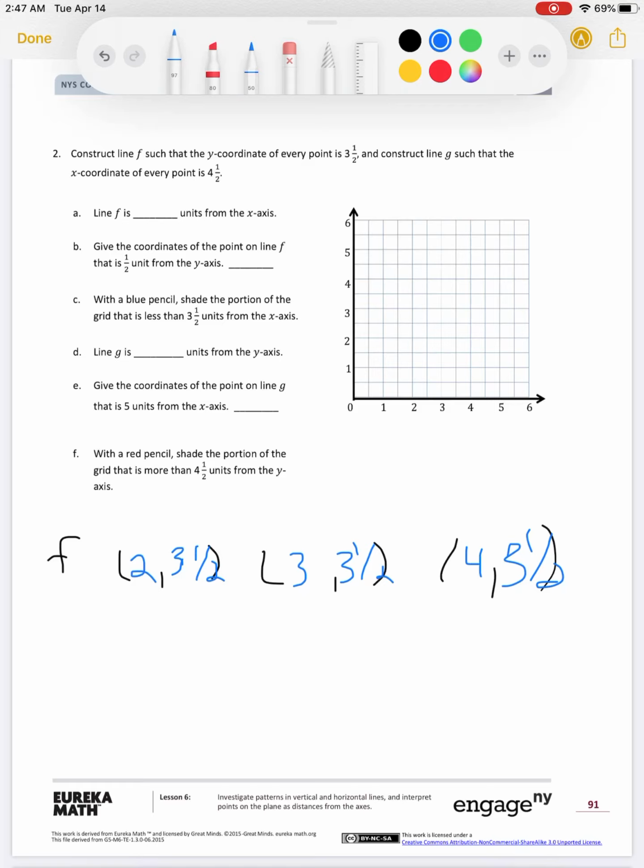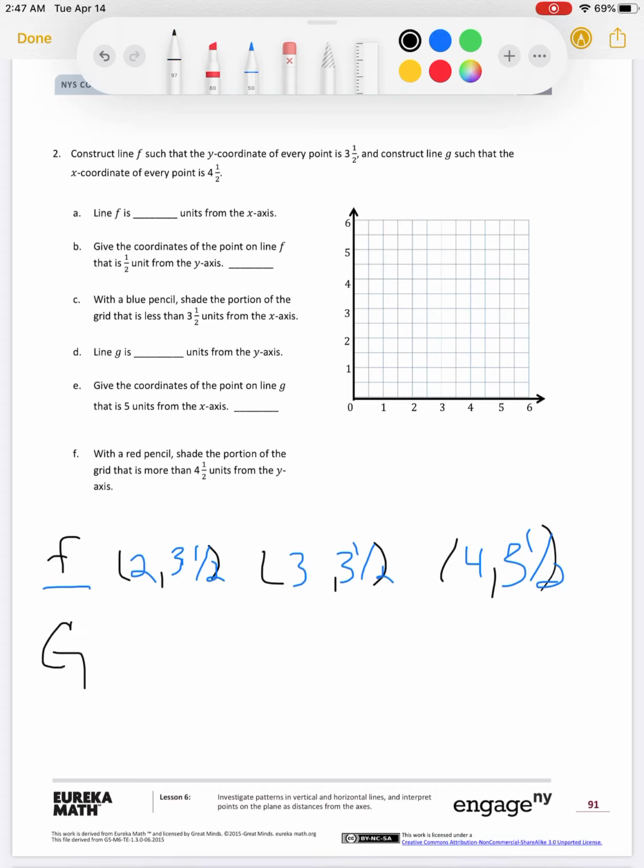So for line segment F, we have the first coordinate pair, which would be 2, 3.5. The second coordinate pair, 3, 3.5. And the third coordinate pair would be 4, 3.5. Now let's go ahead and create points for line G. Okay. Ms. Dorn will write it.